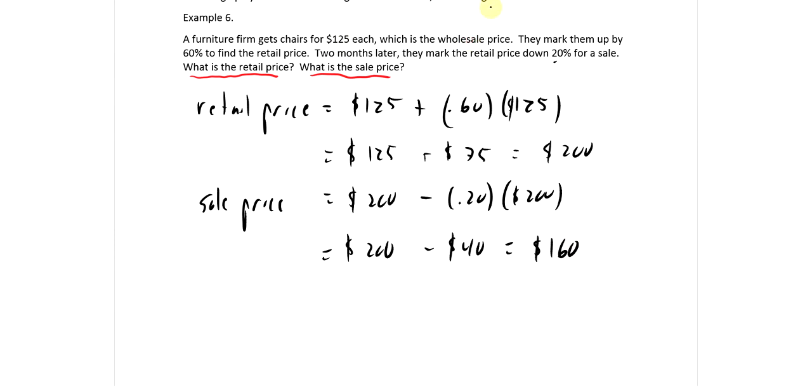The wholesale price is how much someone pays for it when they buy it from the manufacturer. The retail price is how much they charge for it in the store. Okay, so again, percentages, multiply by the decimal. And marking it up is adding a percentage, marking down is subtracting a percentage.